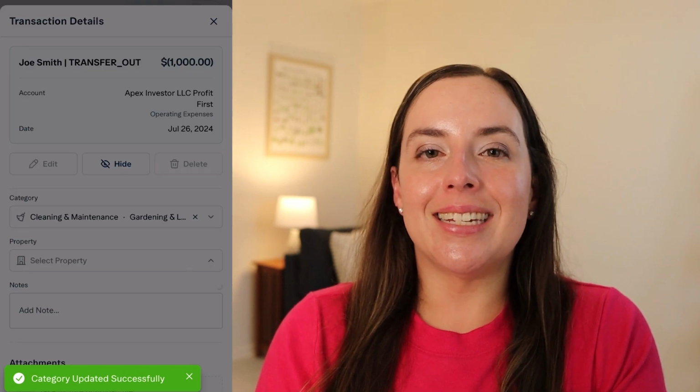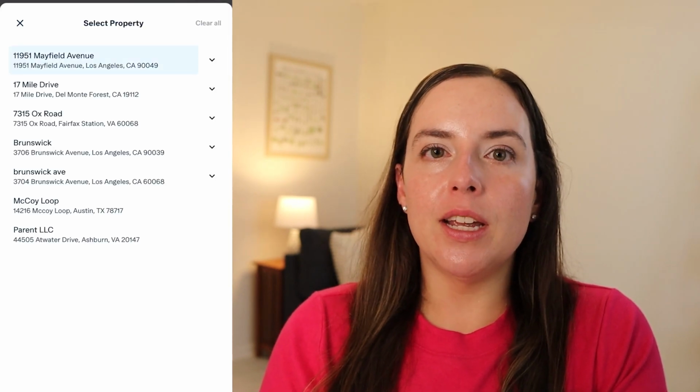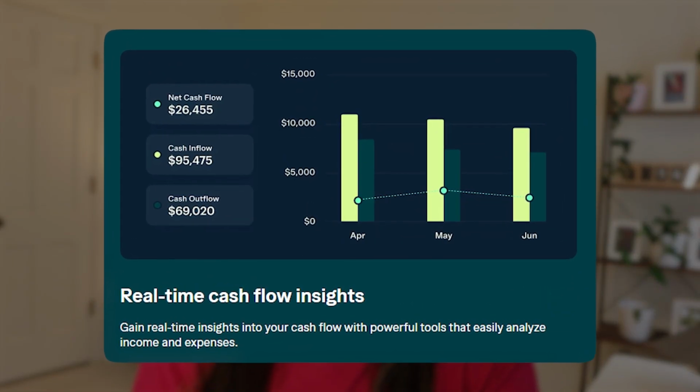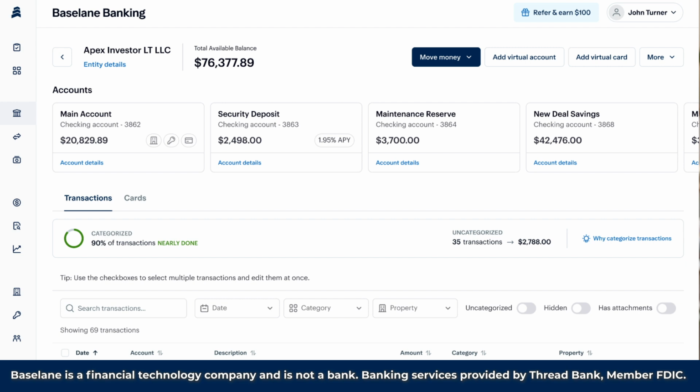Also with Baselane, I can assign every expense to a specific property. So when I scale and have multiple properties, that will be fantastic. It also tracks income, expenses, and cash flow by the unit. And you can set up sub-accounts for things like deposits, future taxes, future repairs. So you're able to save up for the things that you know are coming down the road in real estate.